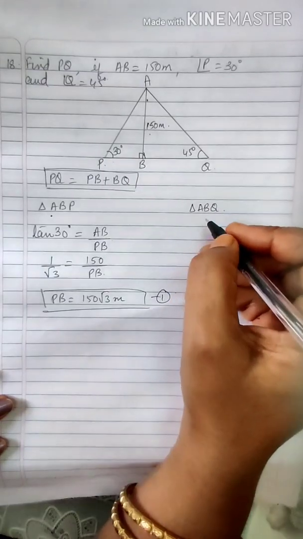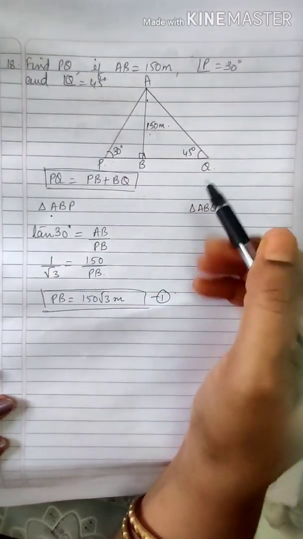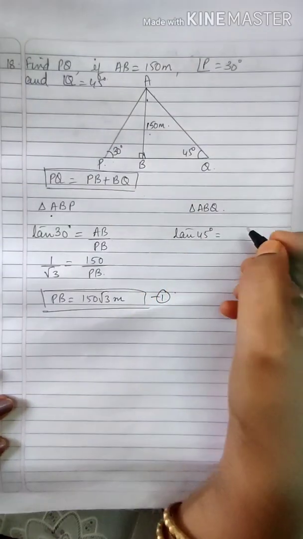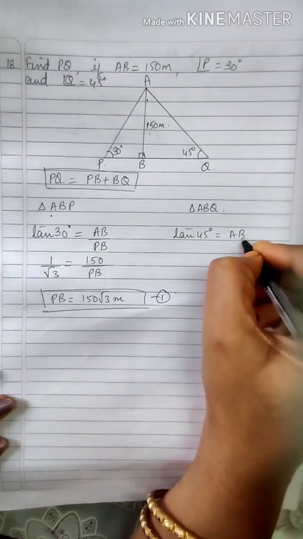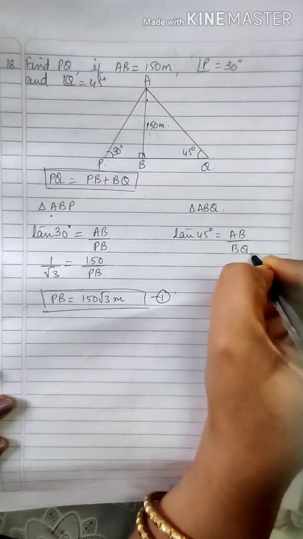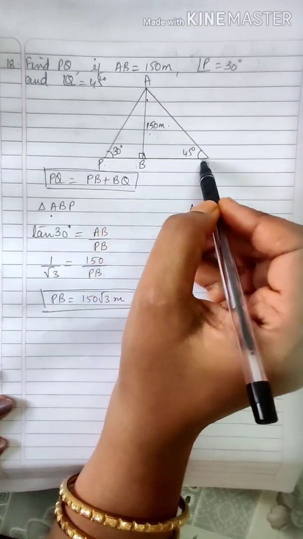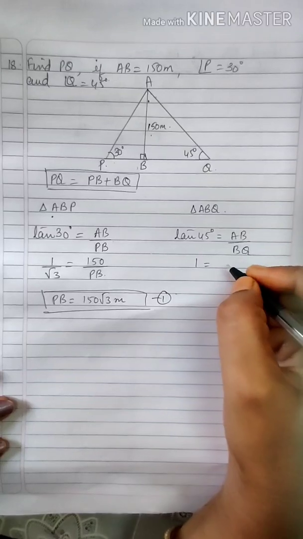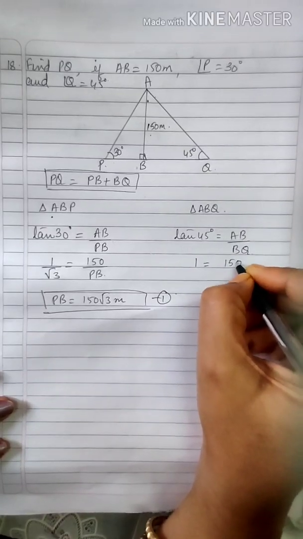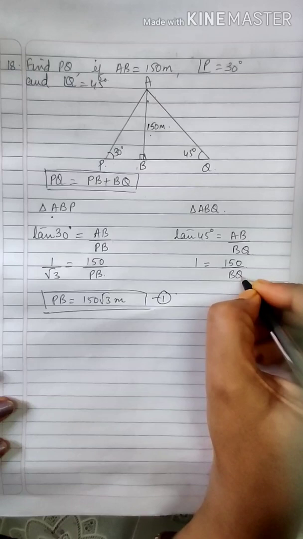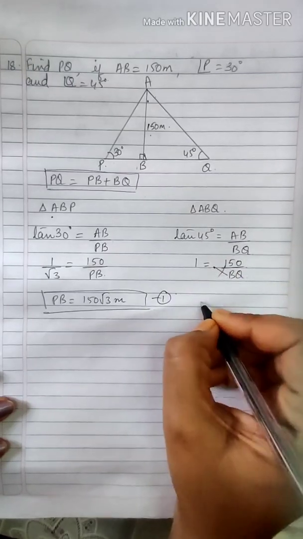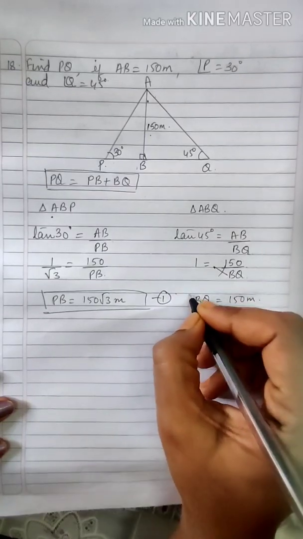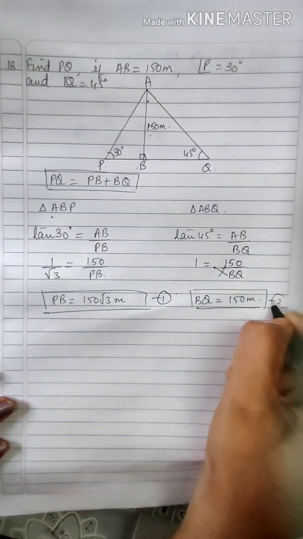Now coming to the next triangle ABQ, here you have this ratio: tan 45 is equal to AB upon BQ. AB is your perpendicular and BQ is your base. So the value of tan 45 is 1 and value of AB is given as 150. So it is 1 equals 150 upon BQ. Now doing cross multiplication, you get BQ is equal to 150 meter. Now this is your second equation.